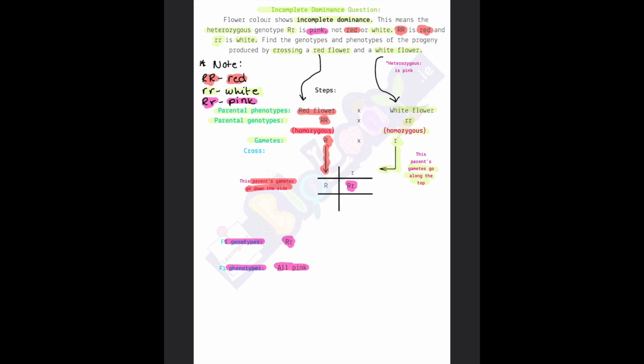You would not believe how many people get to the very end of this and write down red. Make sure you spot that incomplete dominance. They're telling you in the question that heterozygous is pink. They will not always spell it out for you that obviously, okay? So it is one to note and look out for. But they are my examples of a dihybrid and an incomplete dominance cross for genetic crosses.